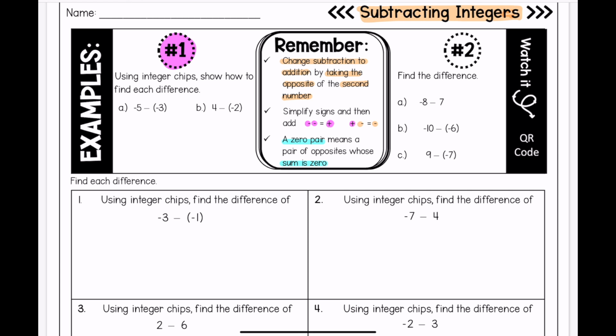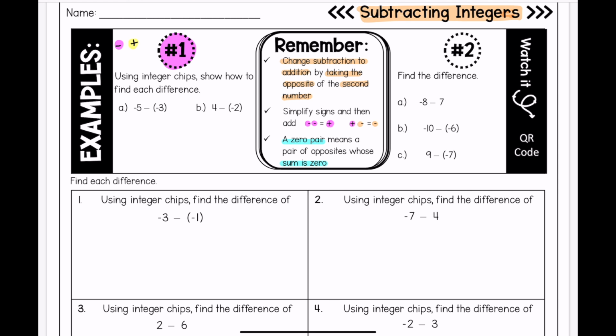Now, reminding you that with integer chips, generally you have a pink or reddish type chip, and you have a yellow type chip on the other side. The pink one generally means that you have a negative, and the yellow generally means that you have a positive. So I'm going to use those colors to help demonstrate these two problems here under number 1.